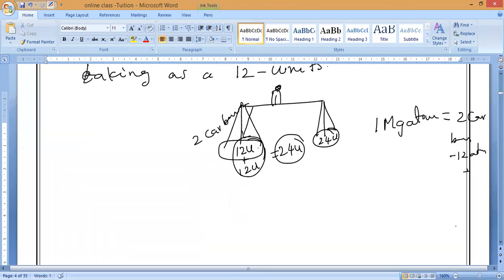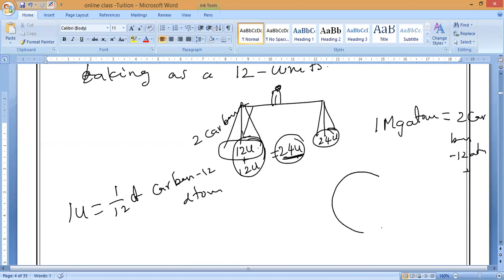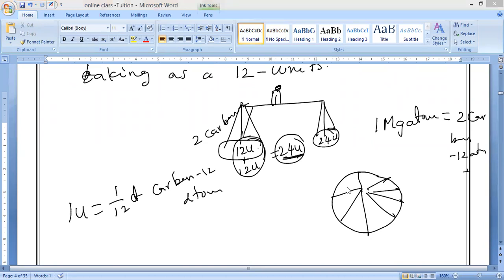Yes, sir. So now I am taking 2 carbon 12 atoms, but usually 1 unit means what? 1/12 of a carbon 12 atom. Say you have a watermelon. Now, for you people, our team is 12 members, correct? So 12 pieces I have made. How many pieces did I make? 12 pieces. Yes or no?